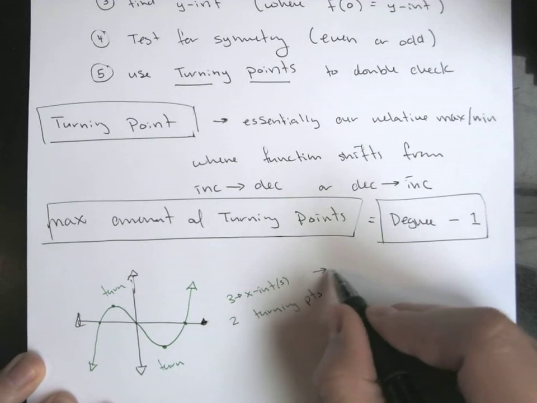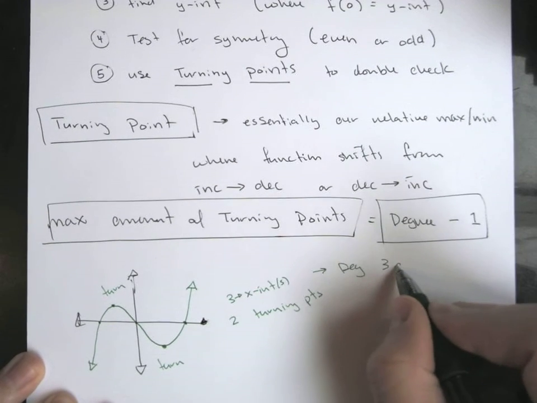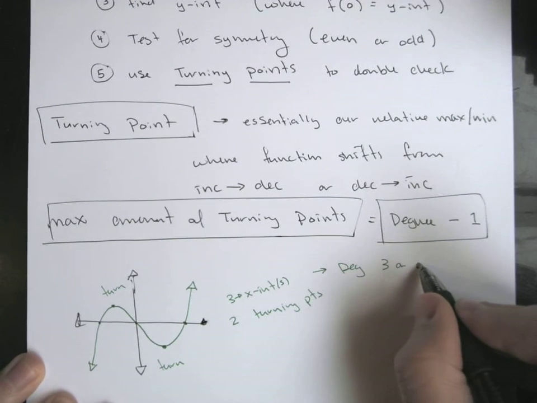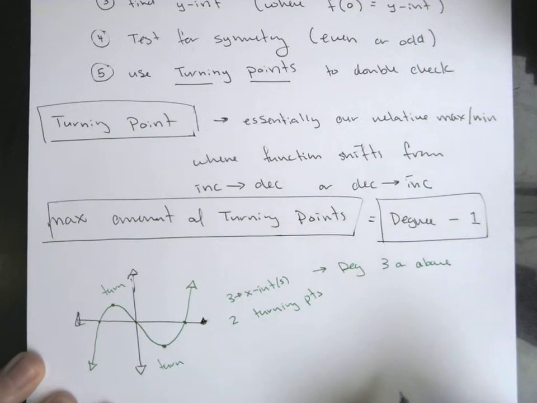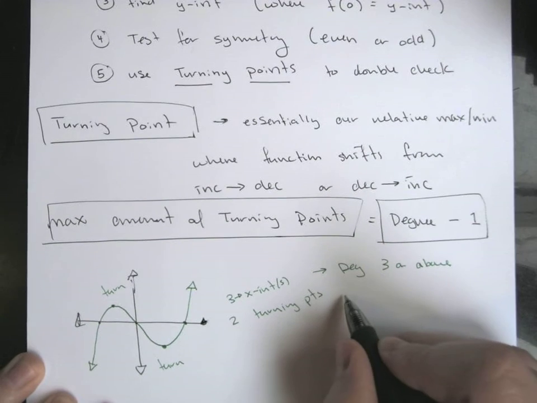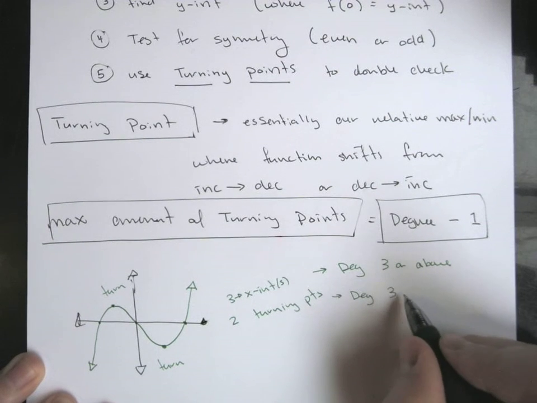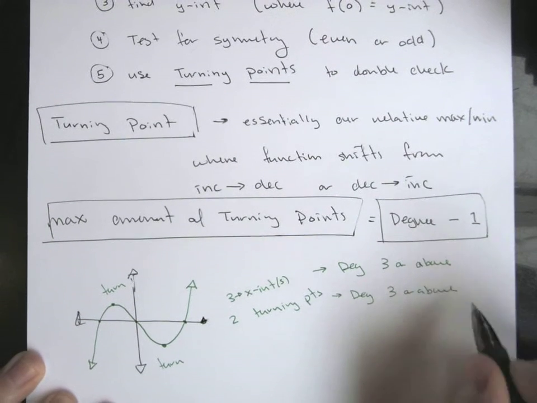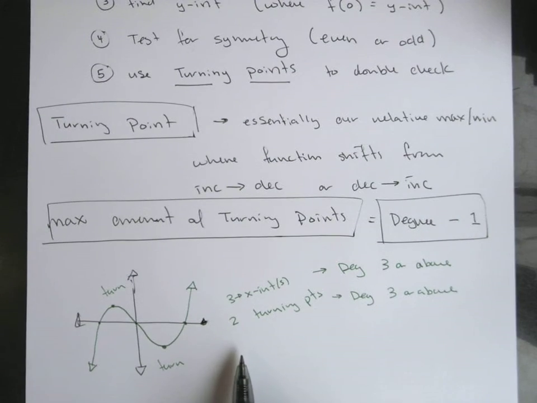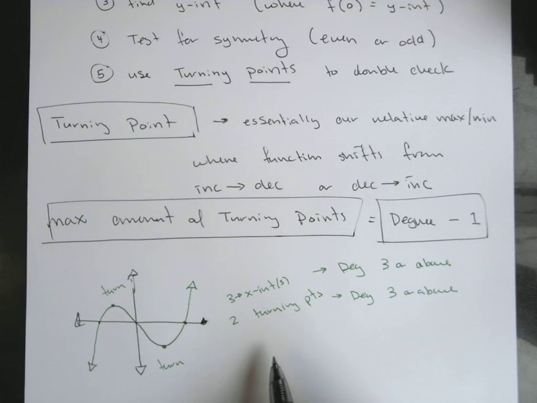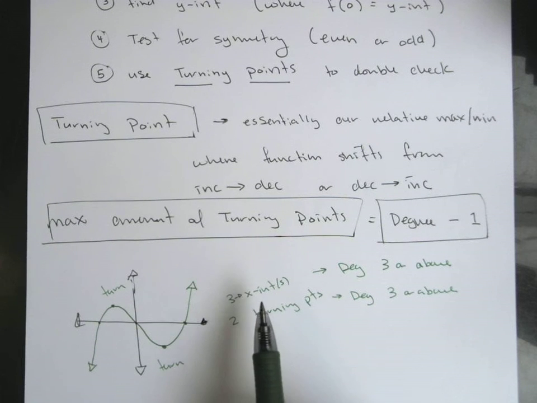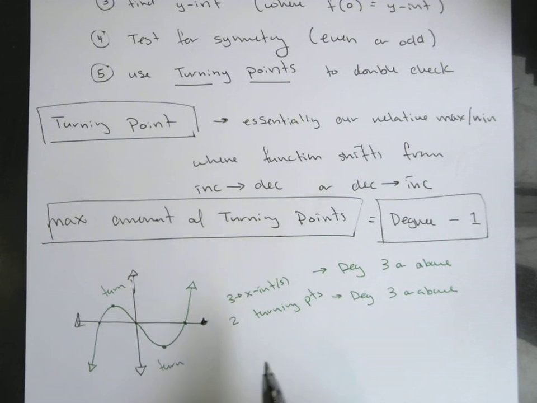3 x-intercepts means we're degree 3 or above, right? 3 or higher. 2 turning points would fit with that. The degree would need to be 3 or above, right? So if we've got 2 turning points, the degree has to be at least 1 bigger than that, because this is the relationship. So these things fit together pretty well, the 3 intercepts and then the 2 turning points.